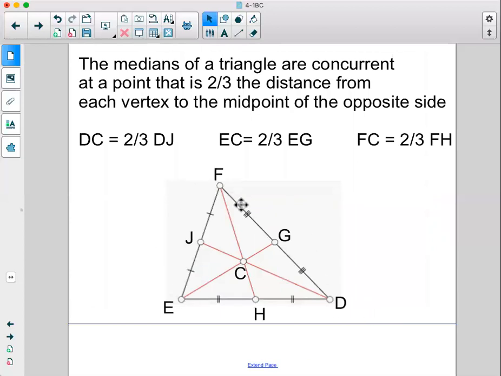So in this example, the scratch marks tell you that J, G, and H are midpoints. So FH, EG, and DJ are all medians, and they intersect at centroid C. We know that DC is 2/3 of DJ. We know that EC is 2/3 of EG, and we know that FC, this length, is 2/3 of the length of the whole median.